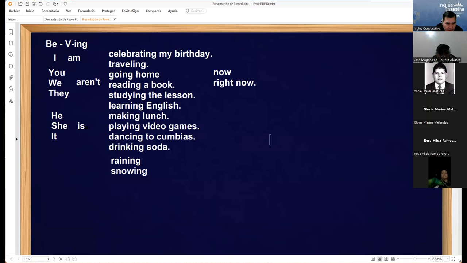Negative for the other one. You say, isn't. He isn't making lunch. She isn't playing video games. So, negative. Okay, with I'm not, the contraction moves to another place. For example, this one, the contraction goes in this place, and you say I'm, and the negative is separated. I'm not.